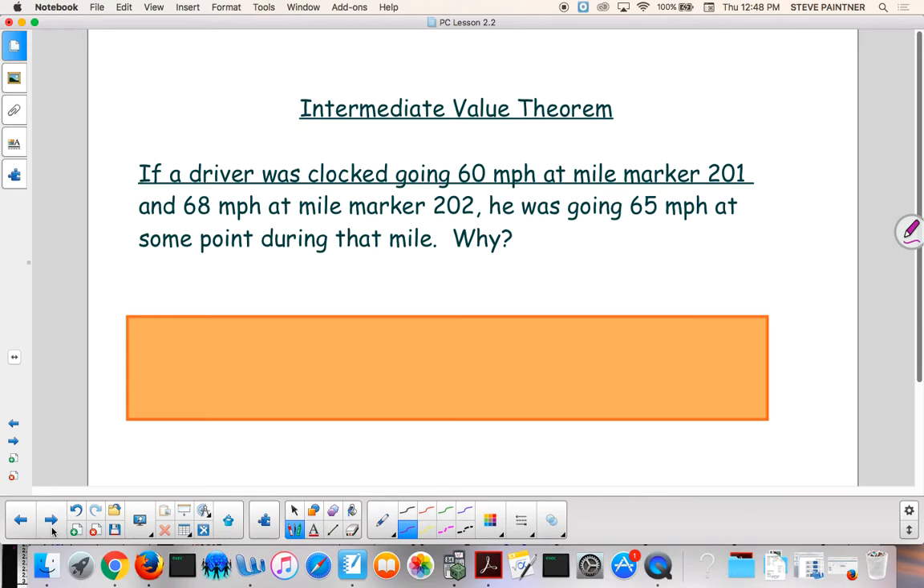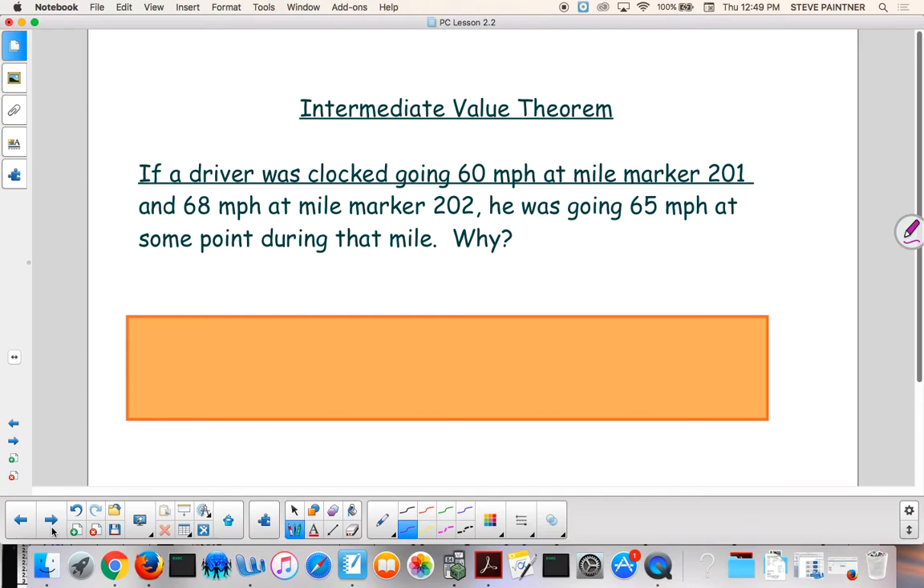In order to get from 60 to 68, you'd have to go through all the numbers in between first. So eventually you have to hit every point, right? You have to go 60.6, 61.9. Eventually you have to hit 65. At one point in time, you are going 65. Then you're going to keep going faster and faster. But what this theorem says is if you're here at 60 miles an hour and then you're here at 68, at one point, you hit every one of those points all the way up. So yes, you were going 65.